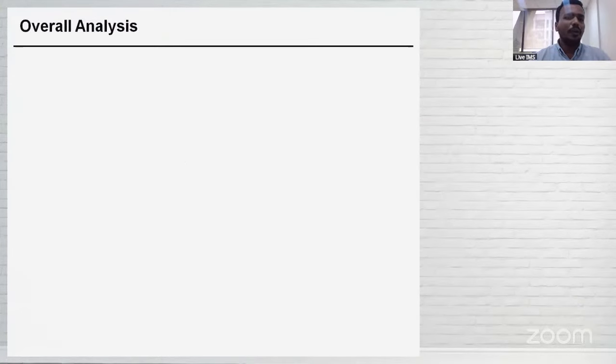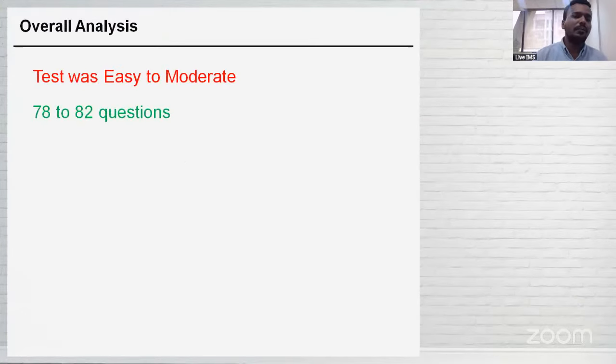Moving ahead, let us talk about the overall analysis. The test was on the easier to moderate side. So you can say that 78 to 82 questions, or at most, a few of the students claimed that they attempted 85 to 90 questions also. On average, we can say that 78 to 80 correct questions can be a score in this test.